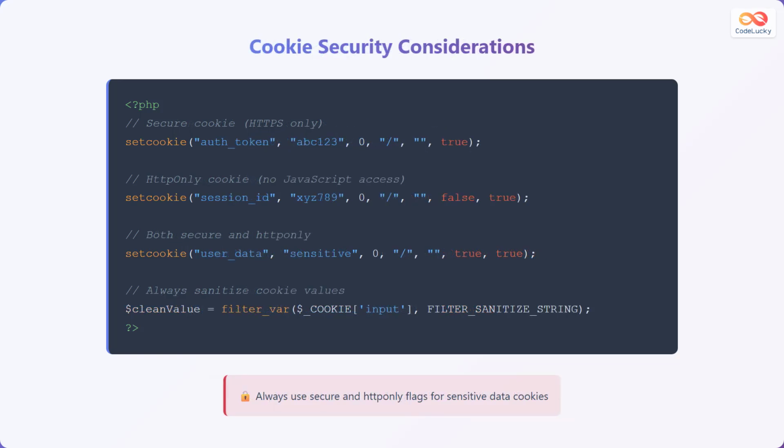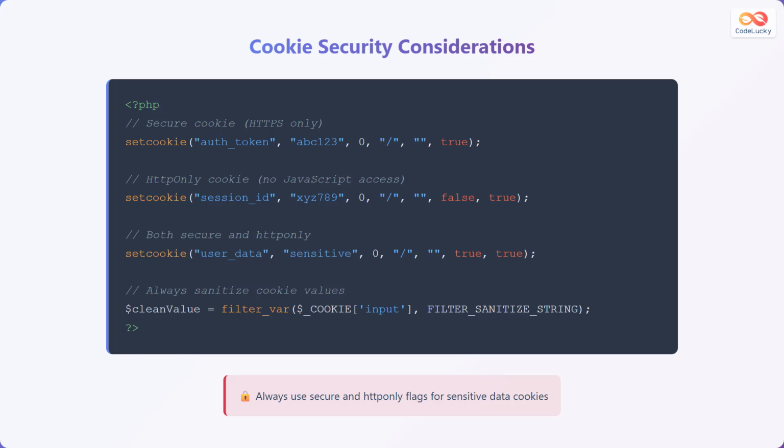It's very important to consider cookie security when developing web applications. Here's how to create a secure cookie that is only sent over HTTPS. The first argument is the name of the cookie, in this case auth token. The second argument is the value of the cookie, in this case ABC123.